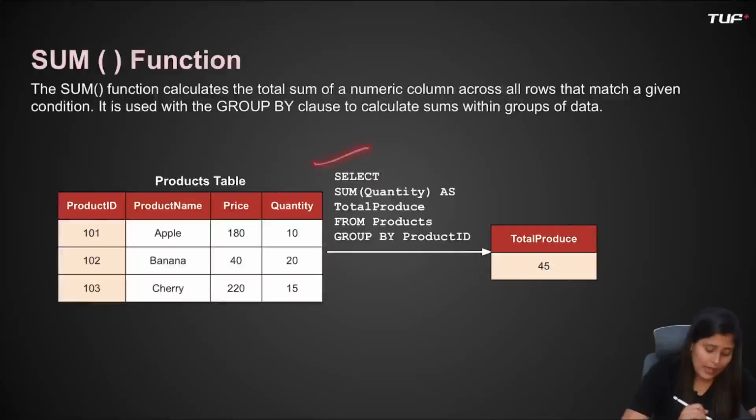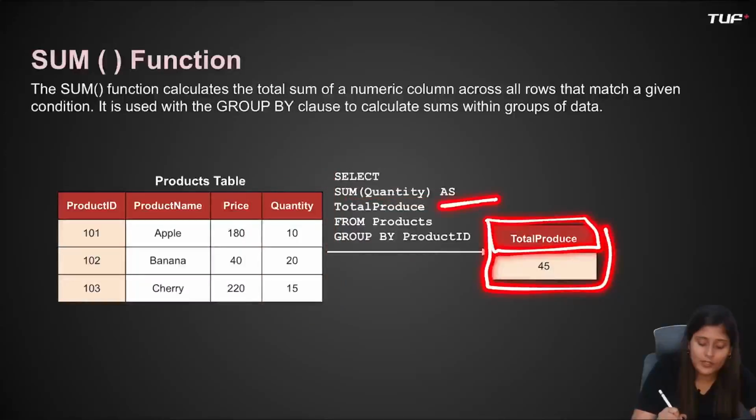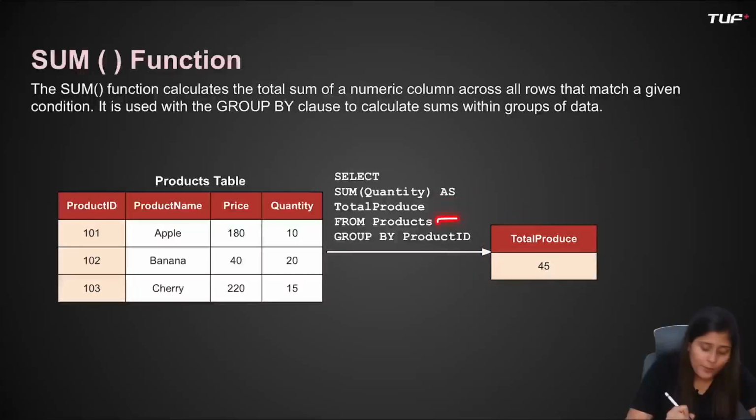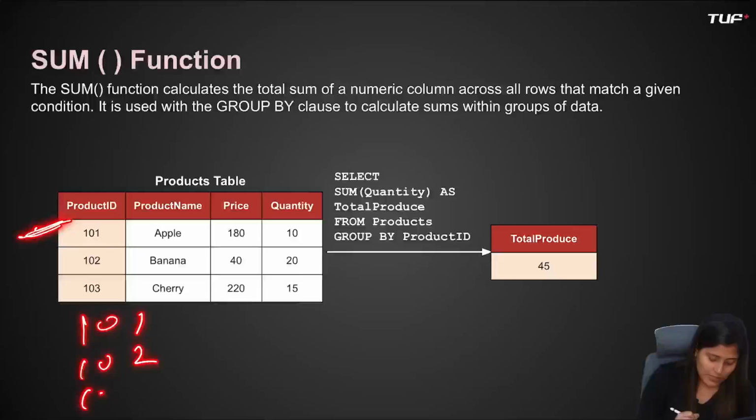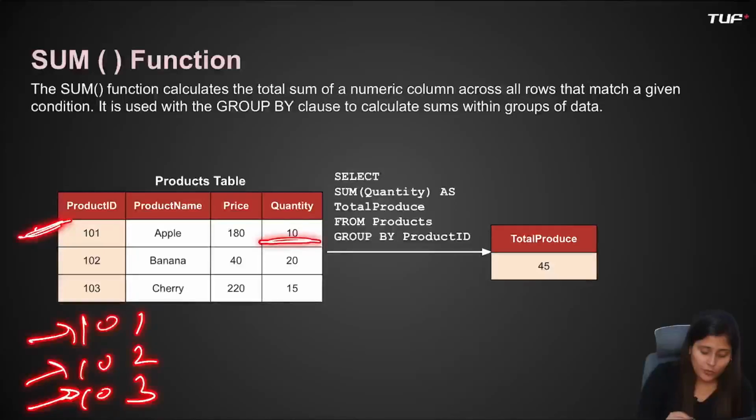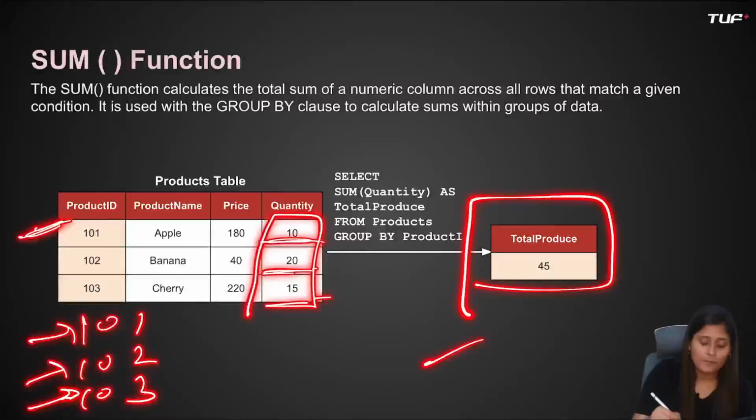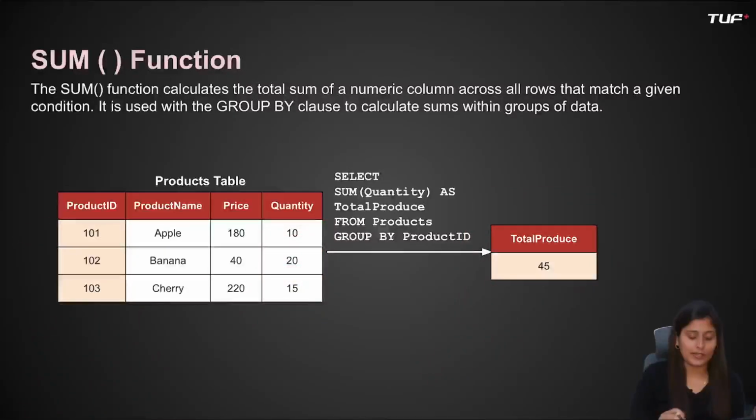Suppose we have the same table and we are returning the summation of quantity as total produce, so the returned column name will be total produce. From products, meaning from the product table, and then group by product ID. After grouping by product ID 101, 102 and 103, because they are unique, there is no need to group here. So whatever the quantity is, we will just give the summation of it: 10 plus 20 plus 15 will be 45. This is the result of the sum function with this condition.